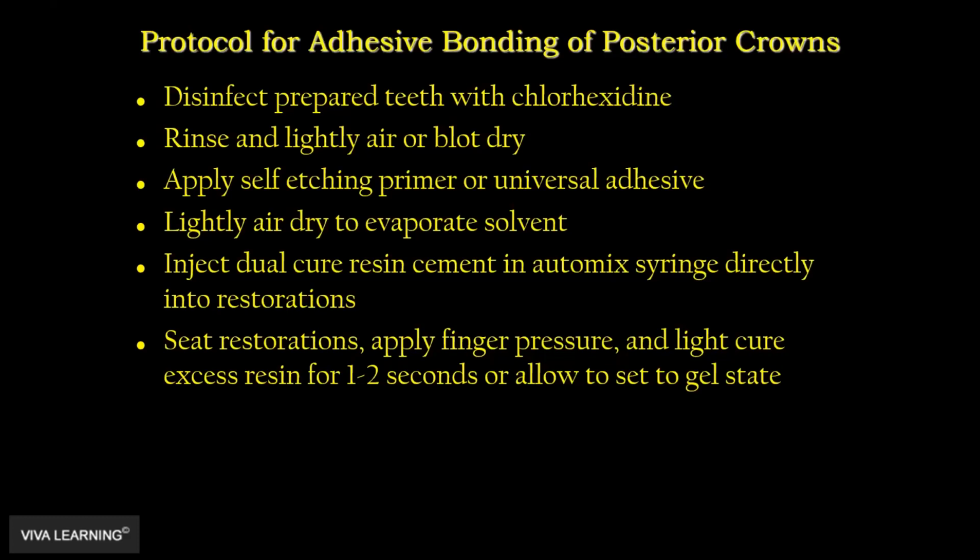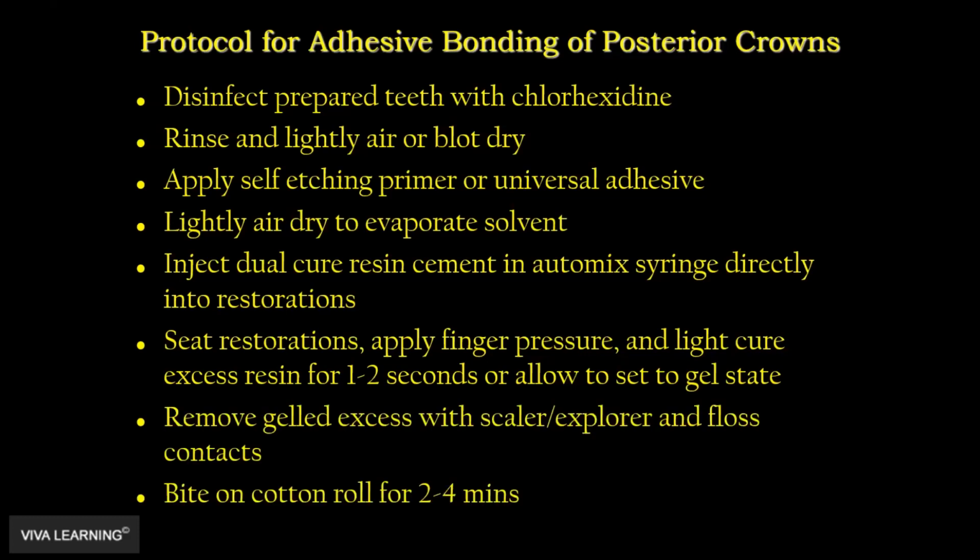So we're going to put cotton rolls in there and we're going to use our universal adhesive in a self-etch technique. And we're going to paint multiple coats, scrubbing the dentin, and then we're going to evaporate the solvent. And then while I'm doing that and light curing the adhesive layer, my assistant is rinsing, cleaning the crown, and she takes the automix syringe and injects it right into the crown and hands them to me. I use finger pressure or a cotton roll. I flash cure for 1 to 2 seconds, remove the excess, and bite on a cotton roll for 2 to 4 minutes.